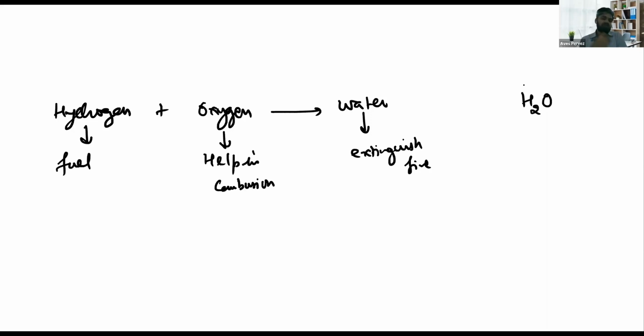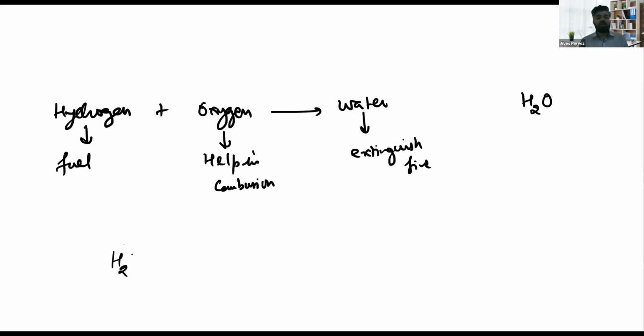Neither the hydrogen is showing its property of burning, nor is oxygen helping. Otherwise, when they are mixed together, H2O should be very combustible, because one is fuel and the other is oxygen. So they should combine together. They must be very combustible. But actually, water does not burn. So it does not mean they are losing their identity. It does not mean that when hydrogen is with oxygen, it will lose its burning capacity.